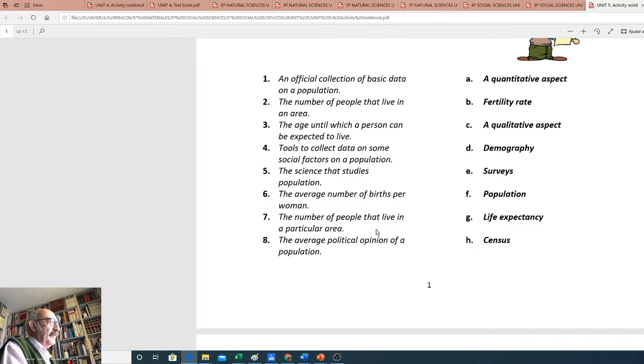Good. 7, the number of people that live in a particular area. The number of people that live in a particular area.